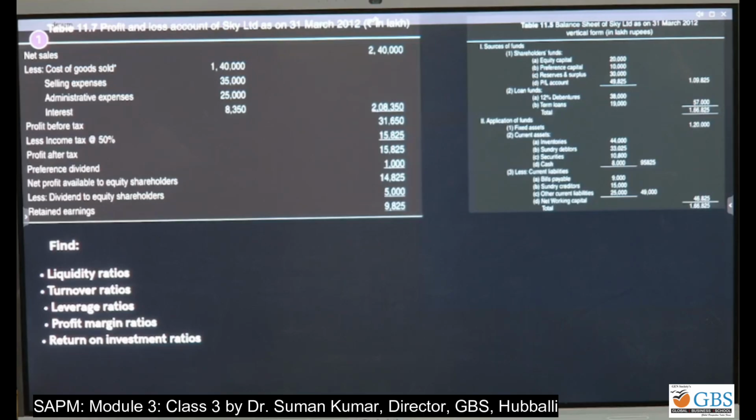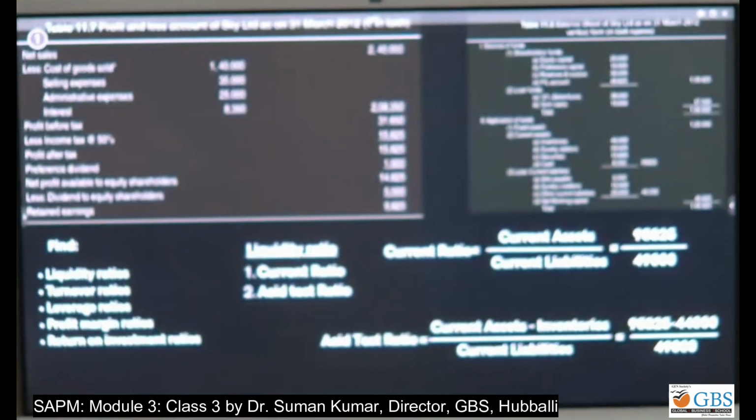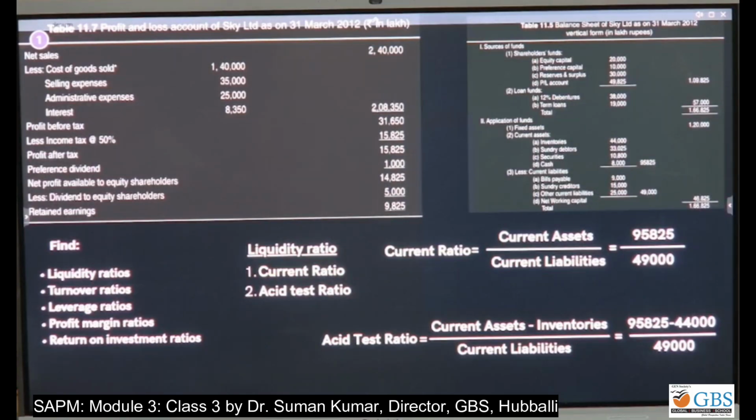Now we shall understand how to solve liquidity ratio, turnover ratio, leverage ratios, profit margin ratios, and return on investment ratio. Five ratios we shall learn. So liquidity ratio, which are the liquidity ratios? Current ratio and acid test ratio. The current ratio formula you already know. Acid test ratio is current assets minus inventory divided by current liabilities. I hope you know all these things.